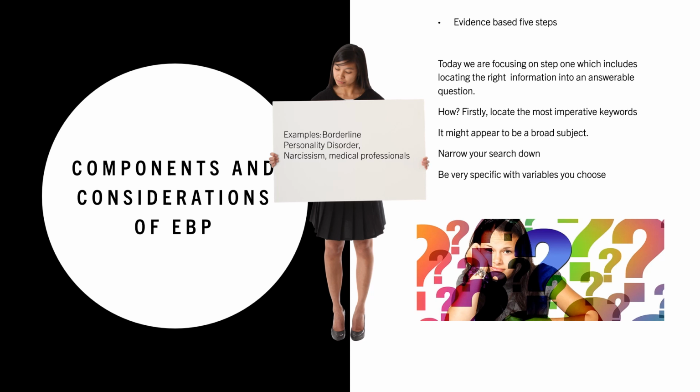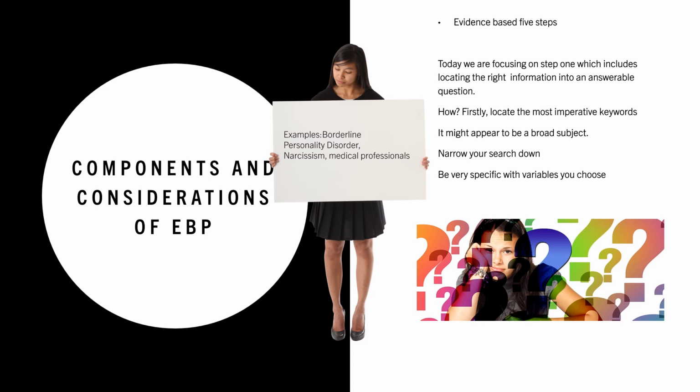Topics must be narrowed down by adding additional keywords that can be researched. As an example, if I'm interested in borderline personality disorder, I may want to know how borderline personality disorder affects adolescent age youth, and I may be interested in learning about what treatments are currently used for adolescent youth with borderline personality disorder.